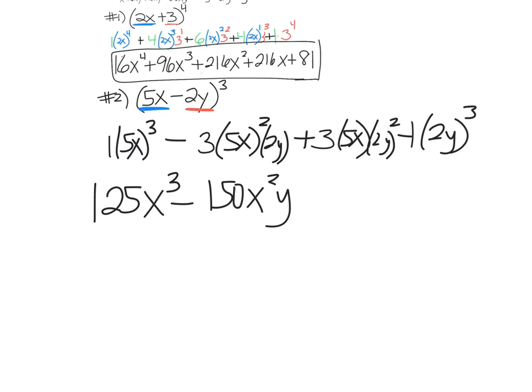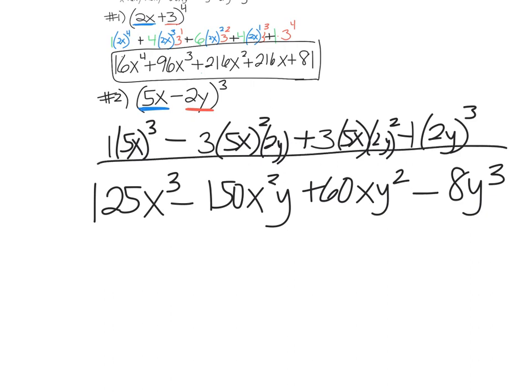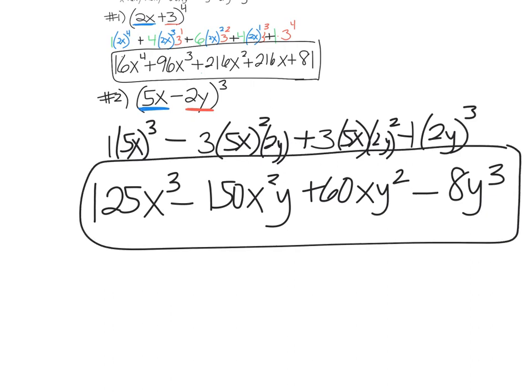Now do the numbers here. 3 times 5 times 4, 60. And x is to the first power, y is squared. And then minus 8y cubed. So good, yes? You love it.